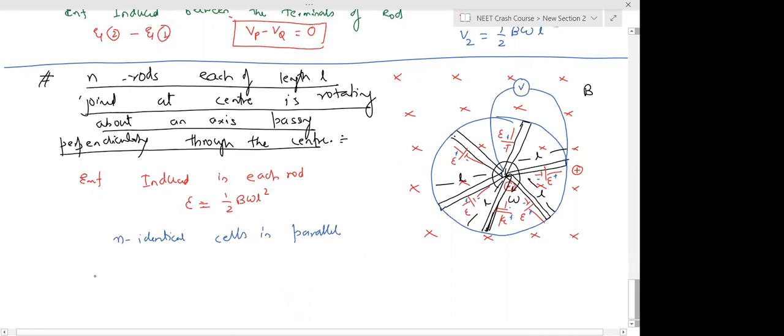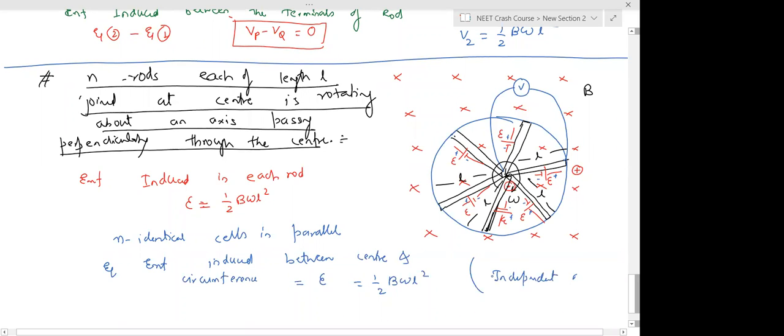When identical cells are connected in parallel, the equivalent EMF also remains the same. Equivalent EMF induced between the center and the circumference is the same as that of a single rod. So whether one or 10 or 100, it is independent of the number of rods. However many identical cells we connect, there will always be the same EMF. So between the center and circumference, EMF induced will be half B omega L squared, and between the end points of a diameter, it will always be equal to 0.